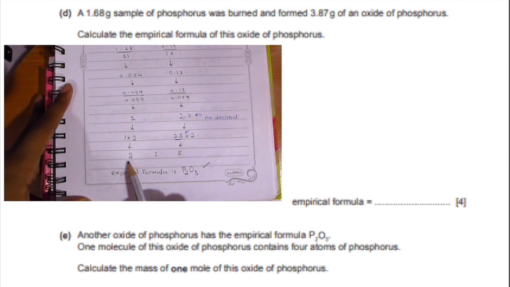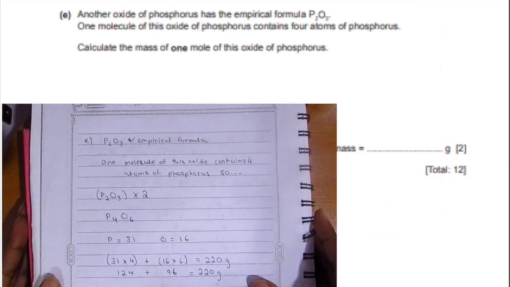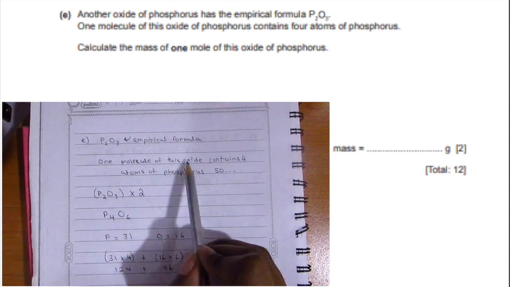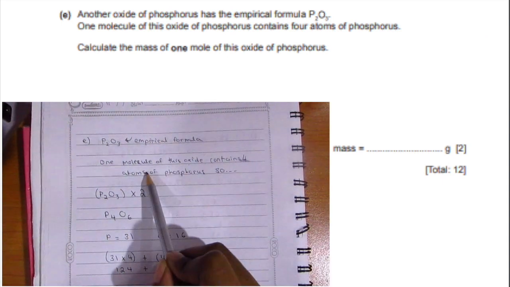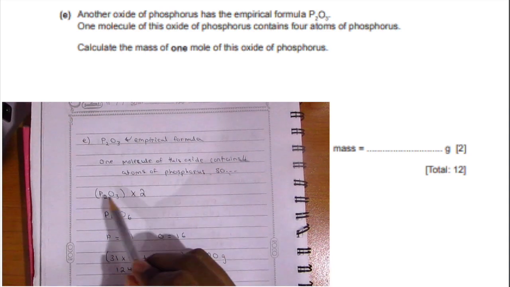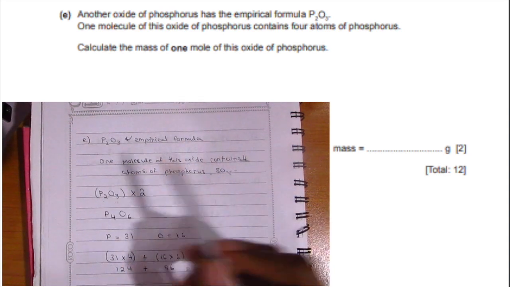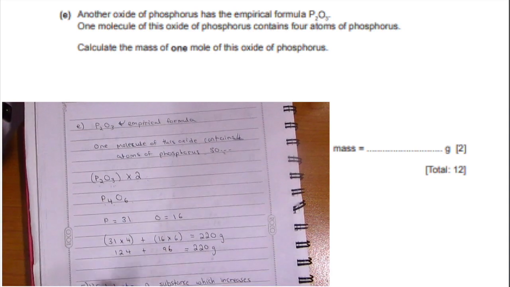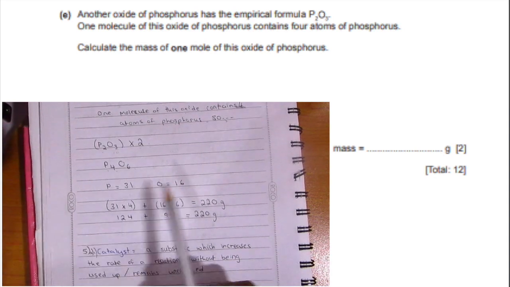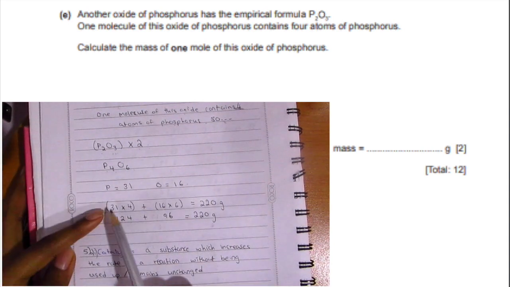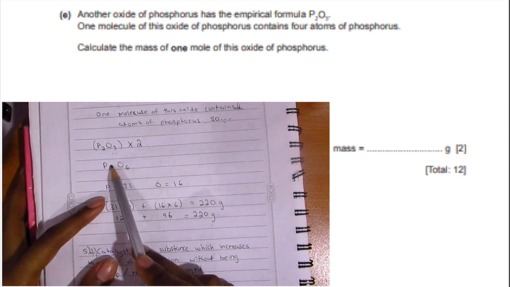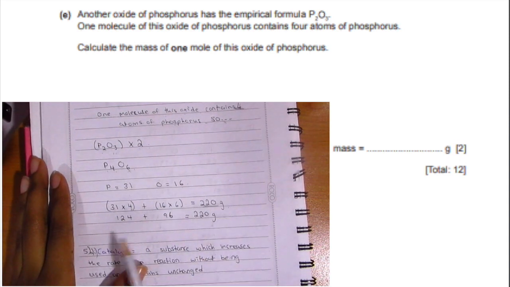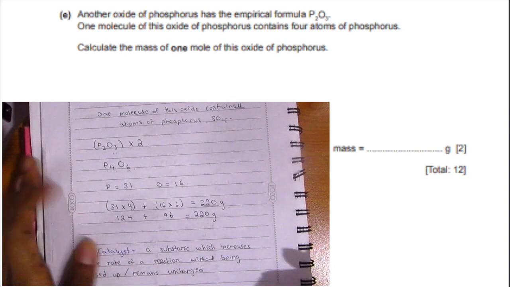Now for part E, another oxide of phosphorus has the empirical formula P2O3. We need to find the mass of 1 mole of this oxide of phosphorus. So P2O3 times 2 will give you P4O6. They told us that 1 molecule of this oxide of phosphorus contains 4 atoms of phosphorus, so we're just going to multiply by 2. Phosphorus has an atomic mass of 31, and oxygen is 16. So 31 times 4 plus 16 times 6 will give you 220 grams.